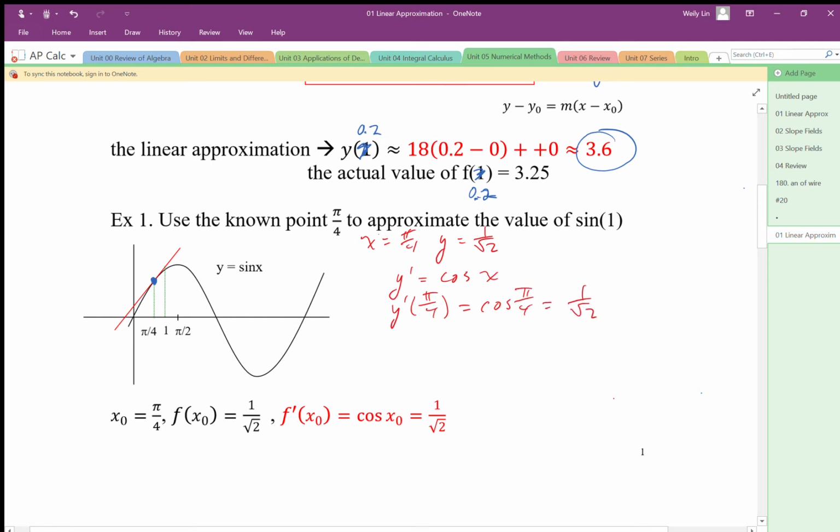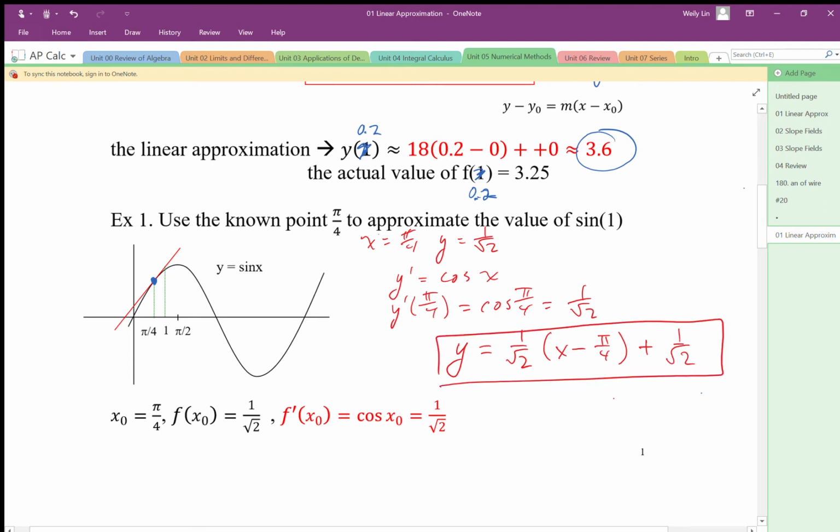Okay, so I'm going to plug that into my equation. My tangent line equation is y equals 1 over root 2, which is my slope, times x minus x naught, which is pi over 4, plus the y coordinate at pi over 4. So there's the equation of my tangent line.